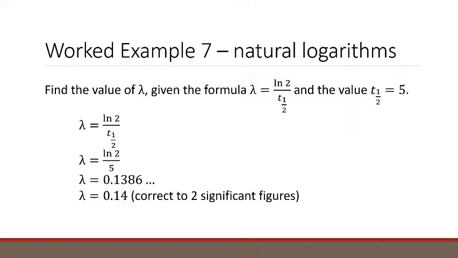Now, I've used the term significant figures in this case. I could have said 2 decimal places, but you can see that the 1 is significant, the 4 is significant, but the 0 is simply keeping the place. So it's 2 significant figures. We'll talk more about that in a later video.